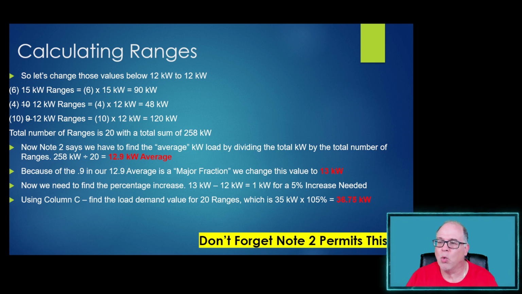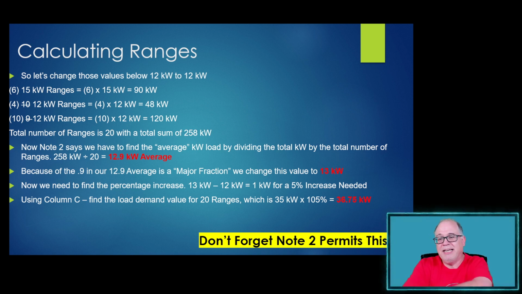Now, once you know what you got to add and what the percentage is, it's pretty simple. You go back to column C, you go down to where there's 20 ranges, you go all the way to the right to column C, and you find out what the maximum demand is for 20 ranges. It's 35 kW, and you have to increase that by 5%. So you take that 35, multiply it by 105%, or you could take the 35 times 5% and then add that back to the 35. It's totally up to you. Ultimately, it's going to be 36.75 kW.